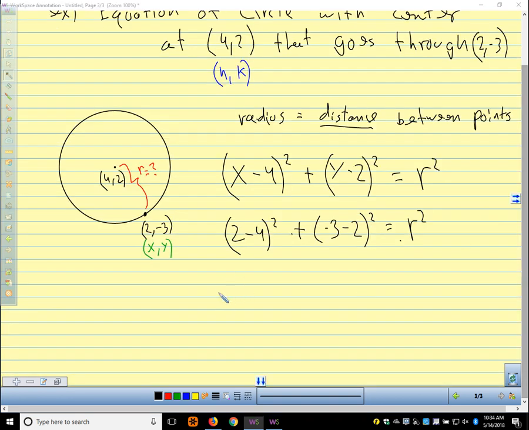Well, 2 minus 4 is negative 2 squared, plus negative 3 minus 2 is negative 5 squared. It's important to remember, when we square a negative number, we always get a positive number. We should never have negative numbers in our distance formula once we square everything. So we get 4 plus 25 equals r squared. So r squared equals 29.